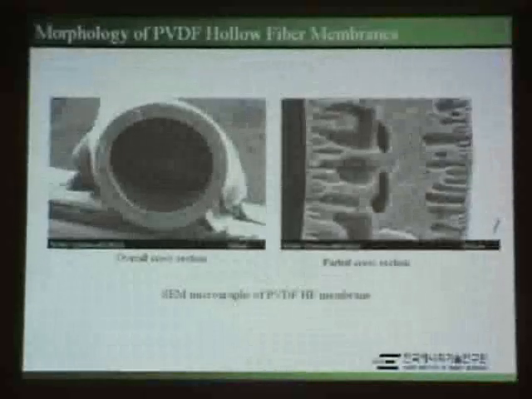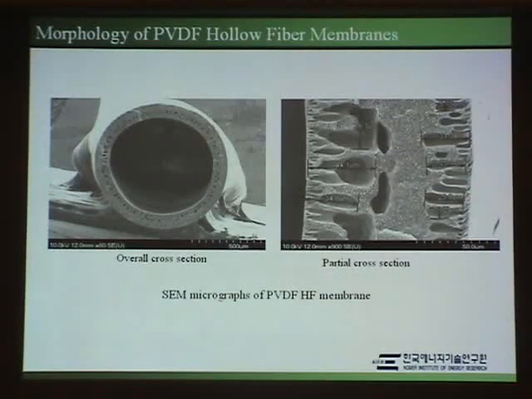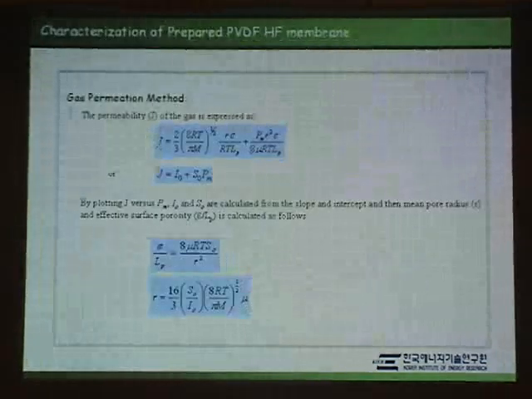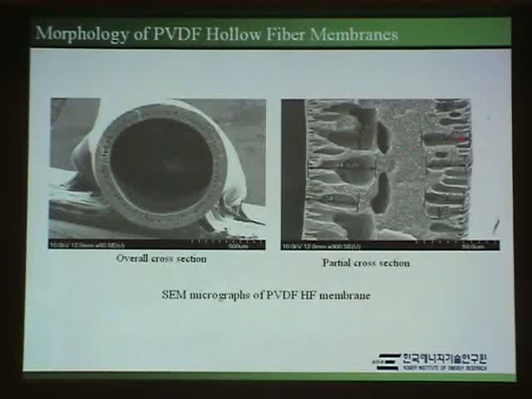This is the morphology of the PVDF hollow fiber membrane. These are SEM micrographs. This is the overall cross-section. If you look clearly, the inner and the outer layer of the hollow fiber membrane contain finger-like structure, because in our case we have used water as internal as well as external coagulant. So rapid precipitation occurred on the outer and the inner wall and it resulted in the finger-like structure.